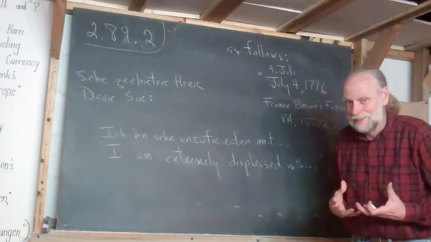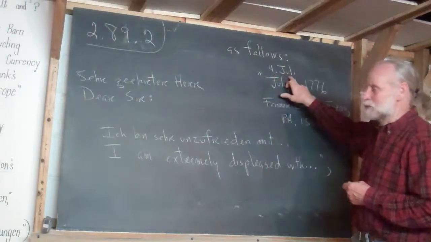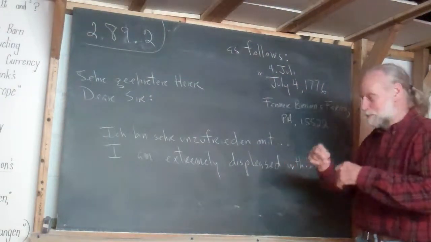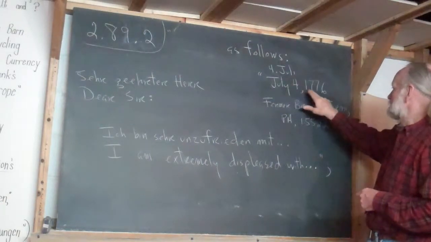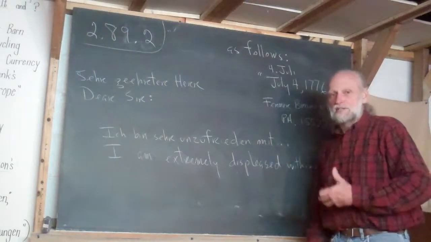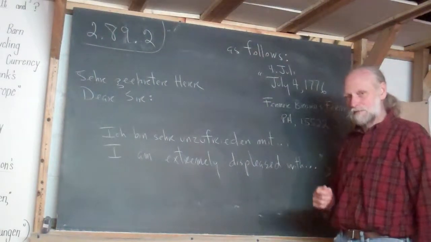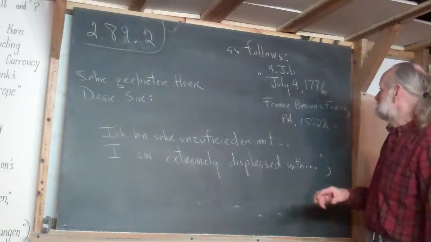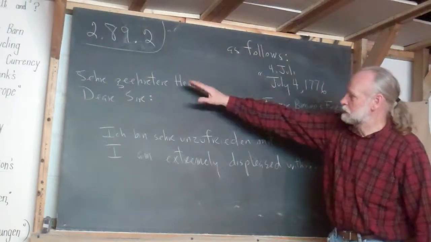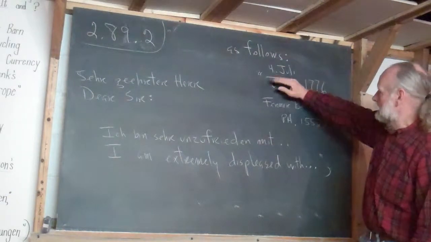This is English now. In German, it would be 4 Juli. You put the day before the month. July 4th, 1776. That's a very important day to Americans. That's Independence Day, the day the Declaration of Independence was signed and dated. That's the date. This would be up higher, but I didn't really have room. It would be up higher.